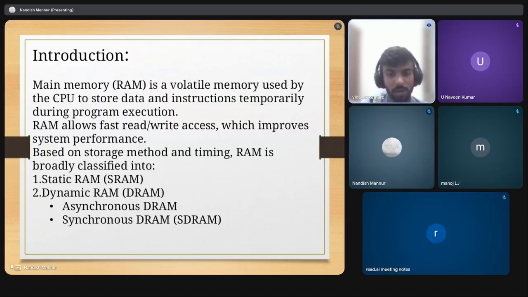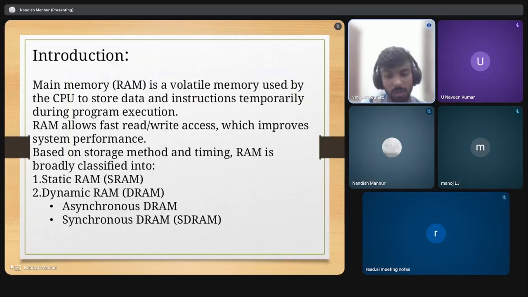RAM is very important because it provides faster read and write access to the CPU, and faster RAM directly improves the overall system performance. Program execution is faster when the data is available in the RAM instead of secondary storage. Since the RAM is volatile, all data is lost when the power is switched off.